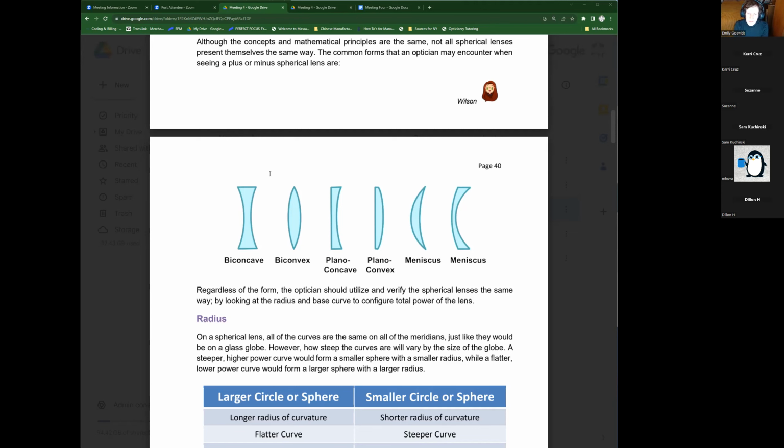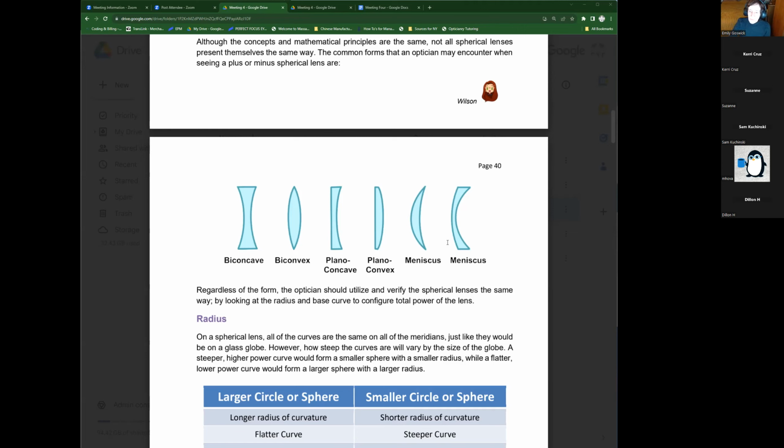We don't typically see biconcave lenses, but I do have a neat picture of some lenses that I did want to show you before we move on to anything else, because sometimes they will do biconcave lenses when someone has a super, super high minus script. And then one thing that we might very well see is a pair of glasses with plano, like no curve, on the front, and then a concave curve on the back. This one is plano convex. I would say that would not be something we would typically see.